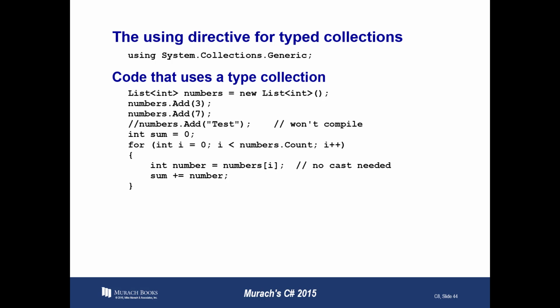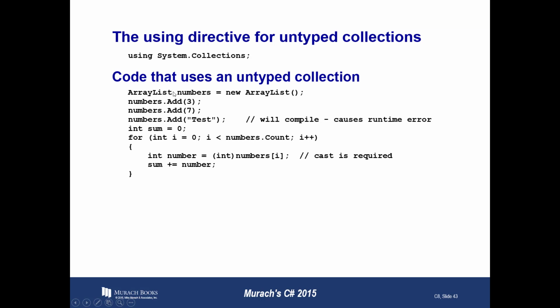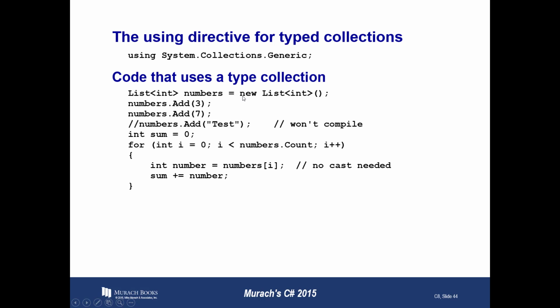Previously, we used an array list. Didn't look that bad. It's called numbers. We can tell it's an array list because, new array list. It's also an object because it uses the new operator. Now, look at this.